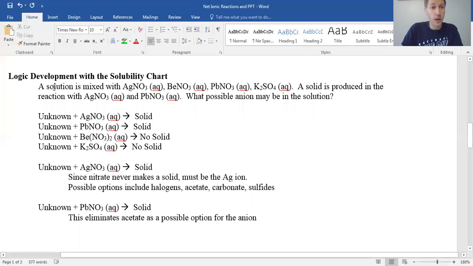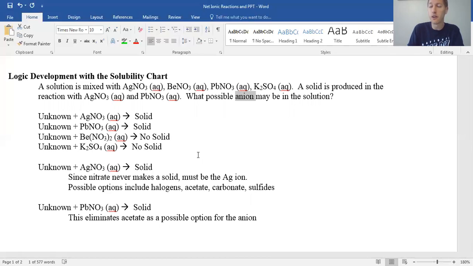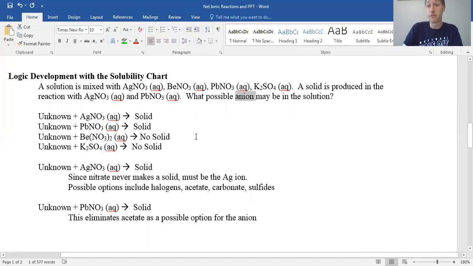All right, so we have some solution, and we mix it with a bunch of things: silver nitrate, beryllium nitrate, lead nitrate, potassium sulfate, and we find that we make a solid with silver nitrate and lead nitrate. What might be the anion in the solution? We're not going to have enough information to find out exactly what it is, but we can logically think about who possibly might be the negative ion inside the solution, if there is one.